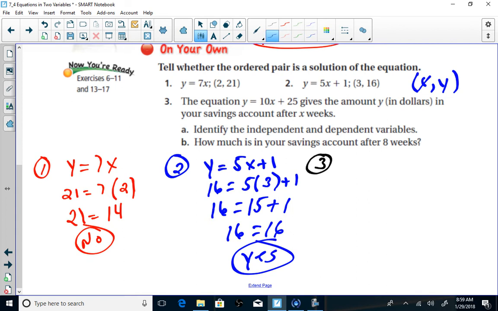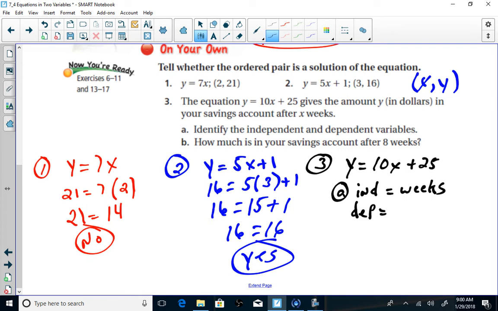Problem 3. The equation y is equal to 10 times a number plus 25 gives you the amount y in dollars in your savings after x weeks. Okay, part A, identify the independent and dependent variables. So for part A, my independent variable is always going to be my input value. x represents what? Weeks. So my independent variable is going to be my weeks. My dependent variable, right, that's always going to be my output variable. My output variable, y, is the amount in dollars. Right? It's supposed to be a dollar sign. So the amount in dollars is my dependent variable.